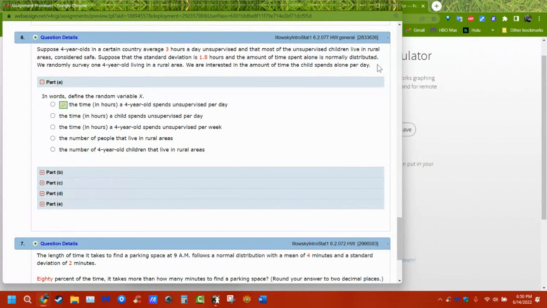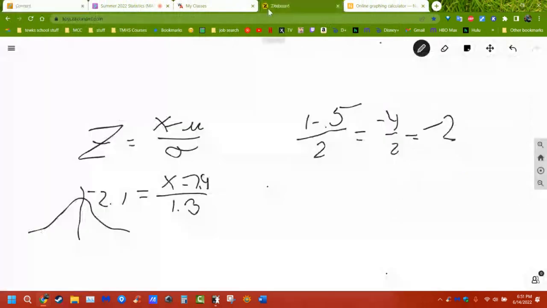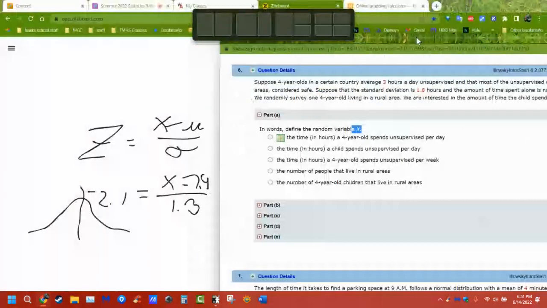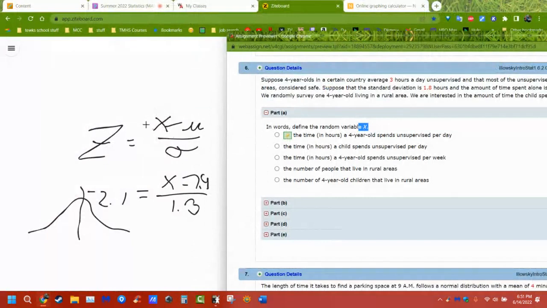Once I saw that, I was like, I never said that before, because in my book, in the first edition that I have, it actually says China. So they're left alone for 3 hours a day. And at some point they tell you that it's normally distributed, and that there's a standard deviation of 1.8 hours. Then they want to know what X means in this formula. X in this case is how many hours an individual child stays alone. Every house is different, so X is going to change from house to house. That's how long a four-year-old stays alone at a specific house in rural China.